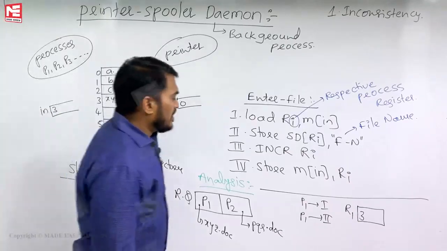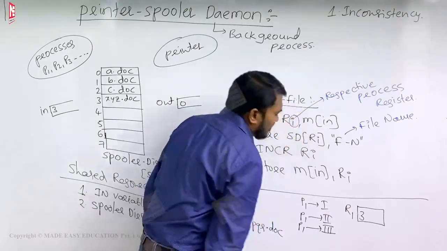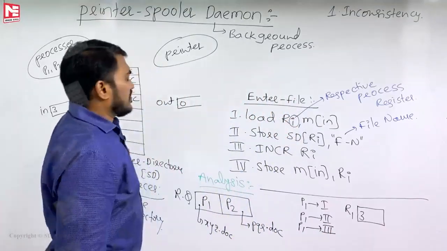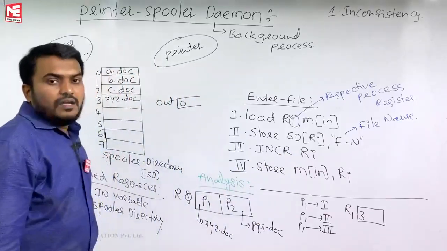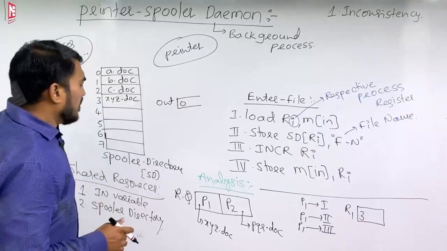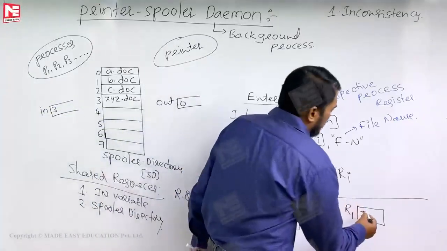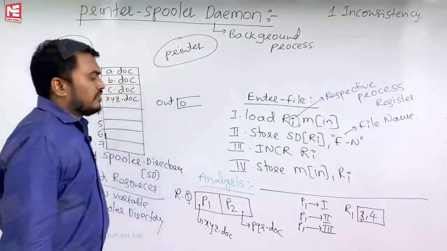And next, now let us say after that, P1 is executing the third instruction. What is the third instruction? Increment register value. Now understand here, when you increment the register value, what happens? Register value becomes what here? 4. Register value becomes 4 here.